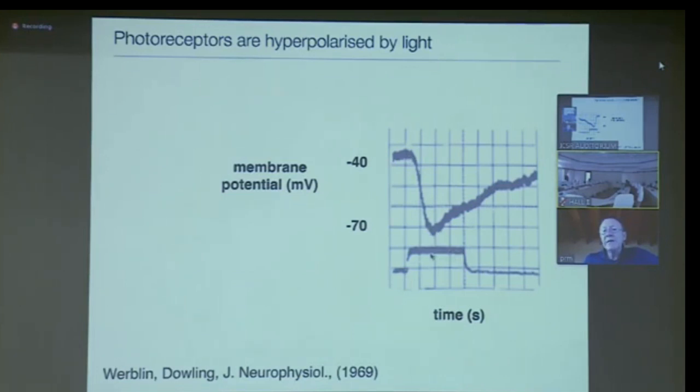Note that the illumination continues, yet the receptor starts to repolarize again. So the response is only a very vague emulation of what's going on in the physical world. And then we see something else that's very interesting, that even after the light is extinguished, this repolarization continues very slowly for a number of seconds. So although the receptor can tell the brain something about the light intensity in the outside world, the message that it's sending hasn't really got much resemblance to the physical stimulus.